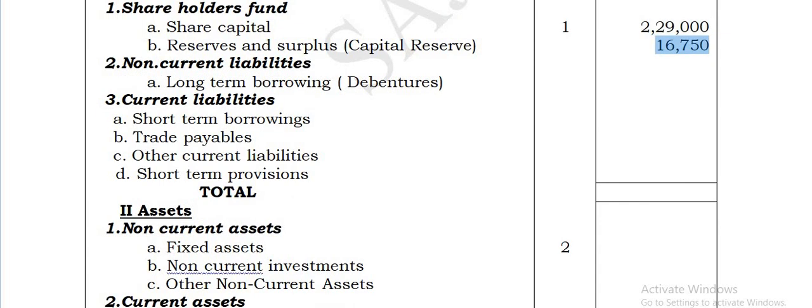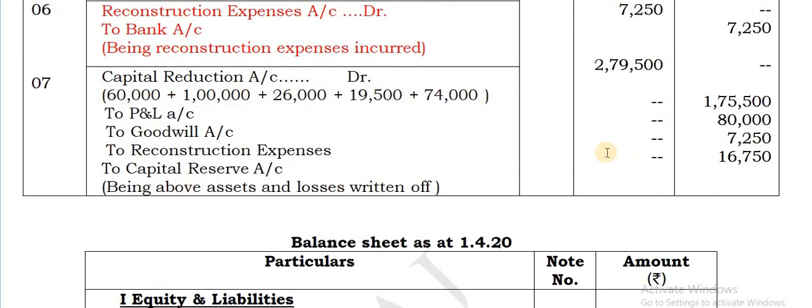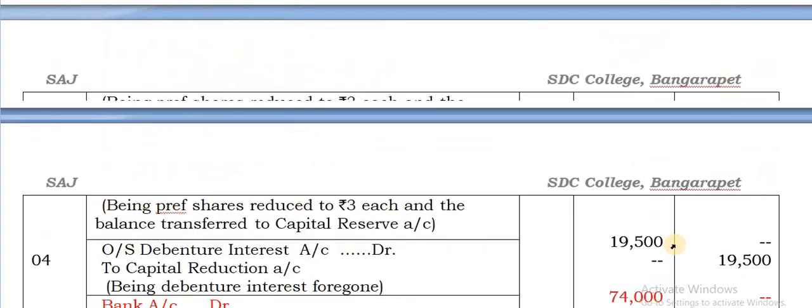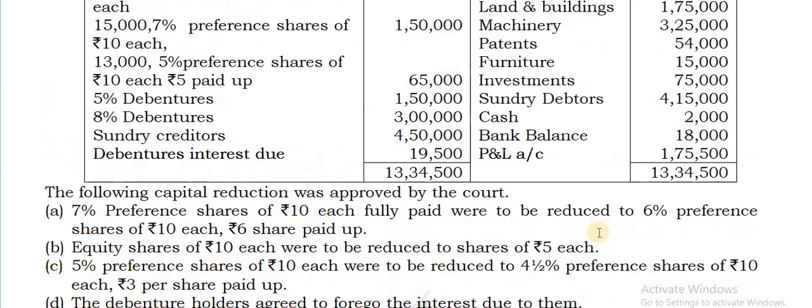2,29,000 and the reserves, capital reserve. This is what we have got as the amount difference here, 16,750. The same amount you can take here, 16,750. And coming to the debentures, you can take 4,50,000. Again, don't keep asking from where you got these two amounts.